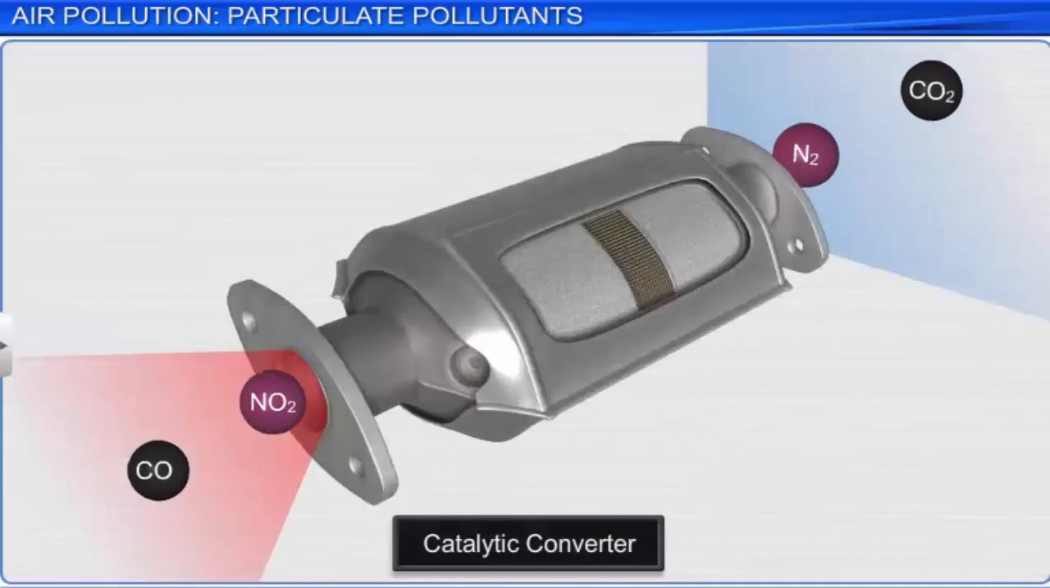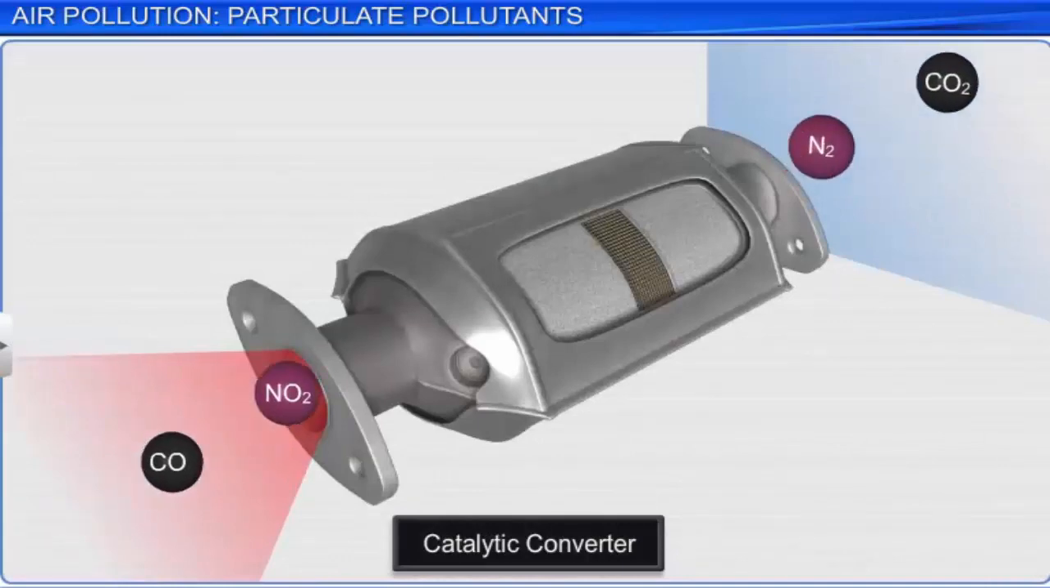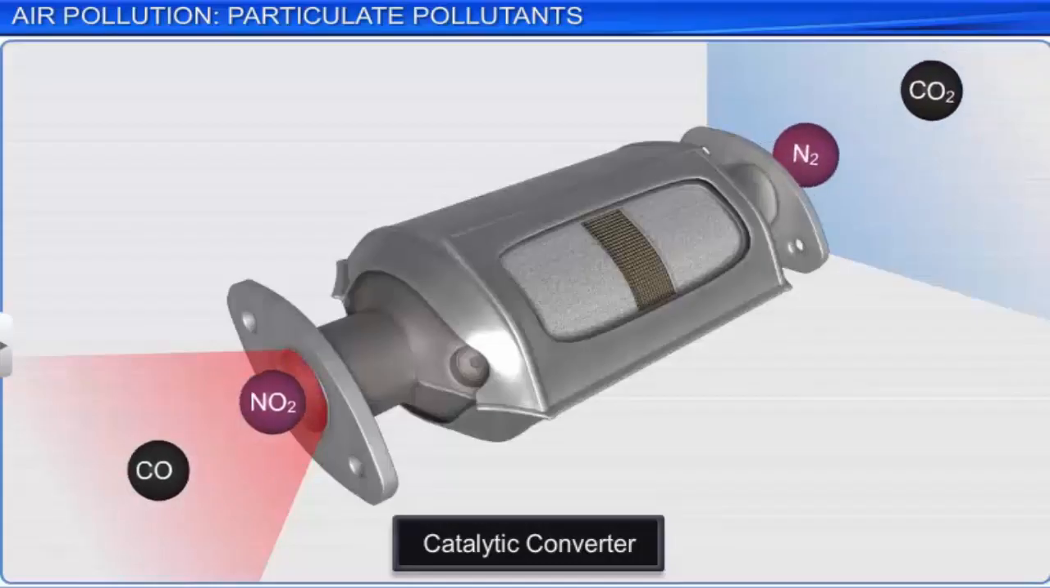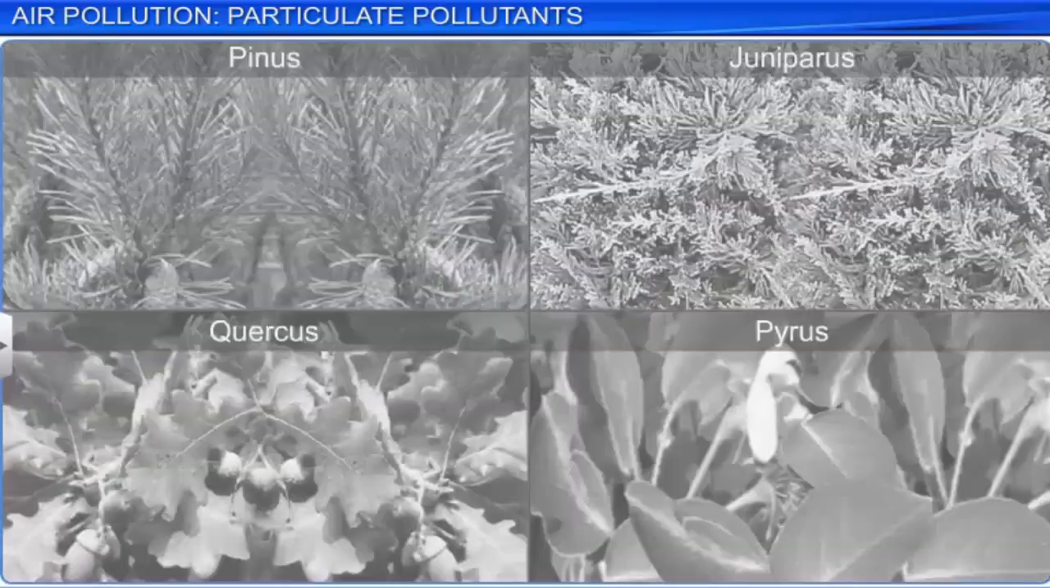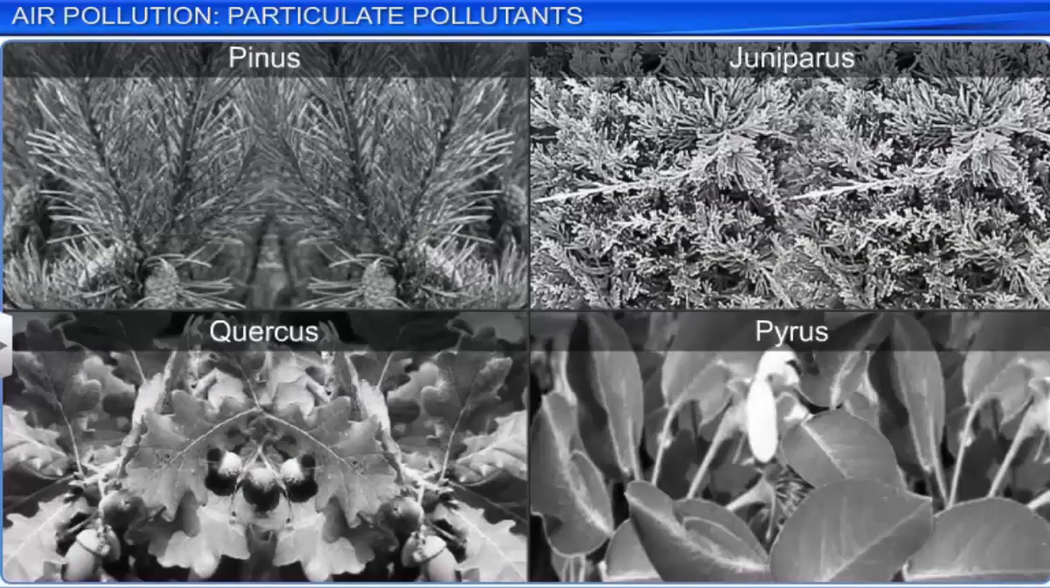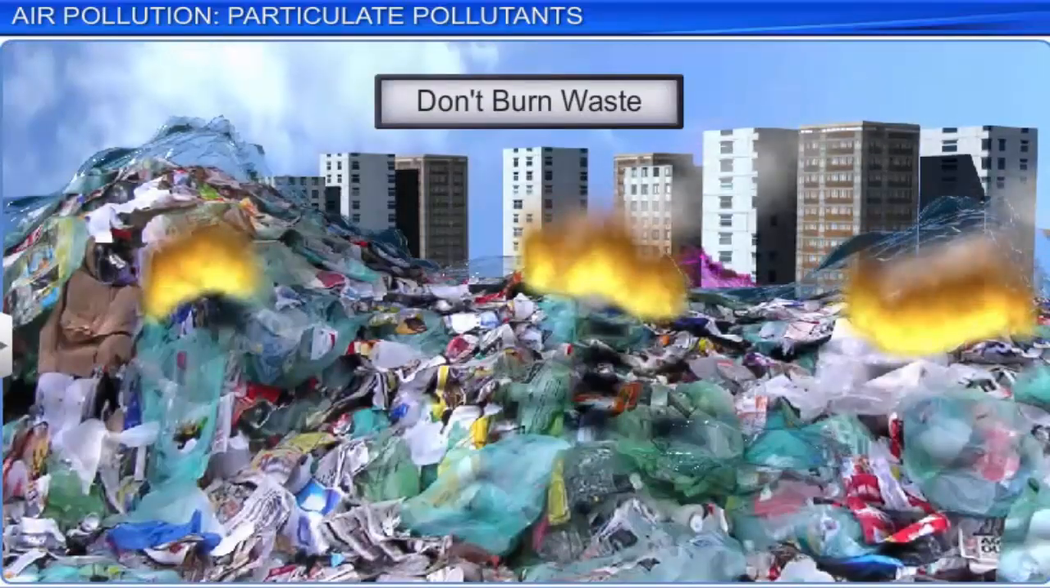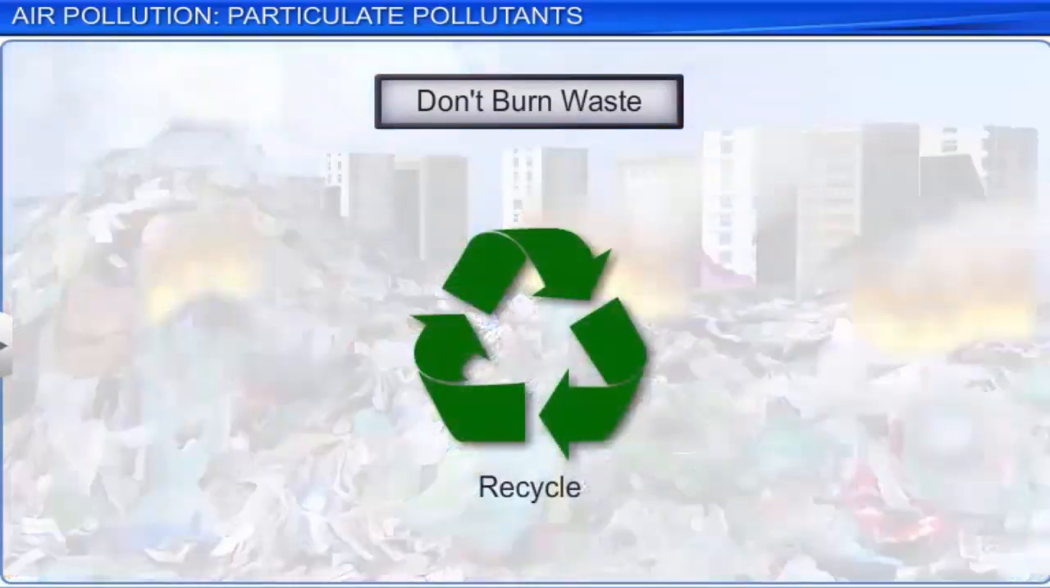Using catalytic converters in automobiles reduces the emission of nitrogen dioxide and hydrocarbon. Also, certain plants such as Pinus, Juniperus, Quercus, and Pyrus can metabolize nitrogen dioxide and thereby help to reduce photochemical smog. We can also cut down a lot of pollutants by recycling waste material.